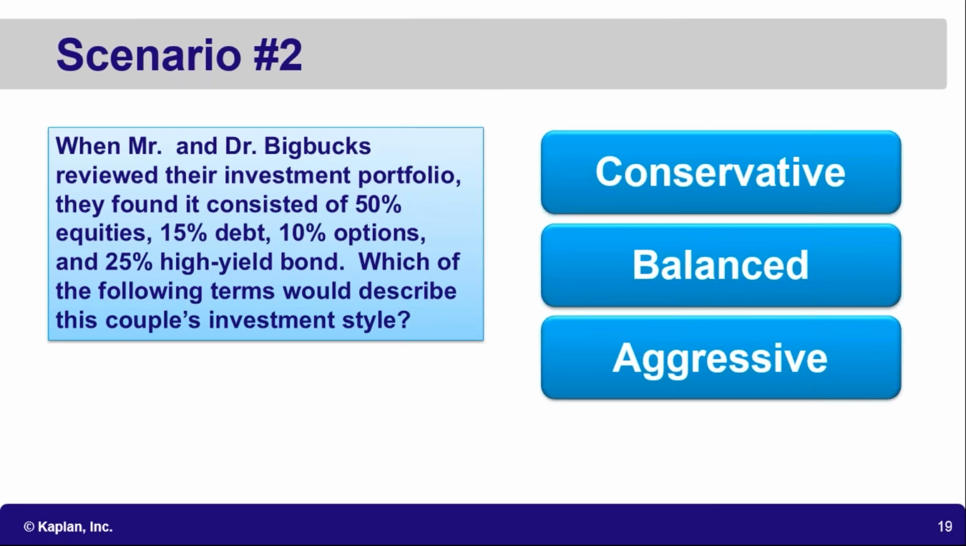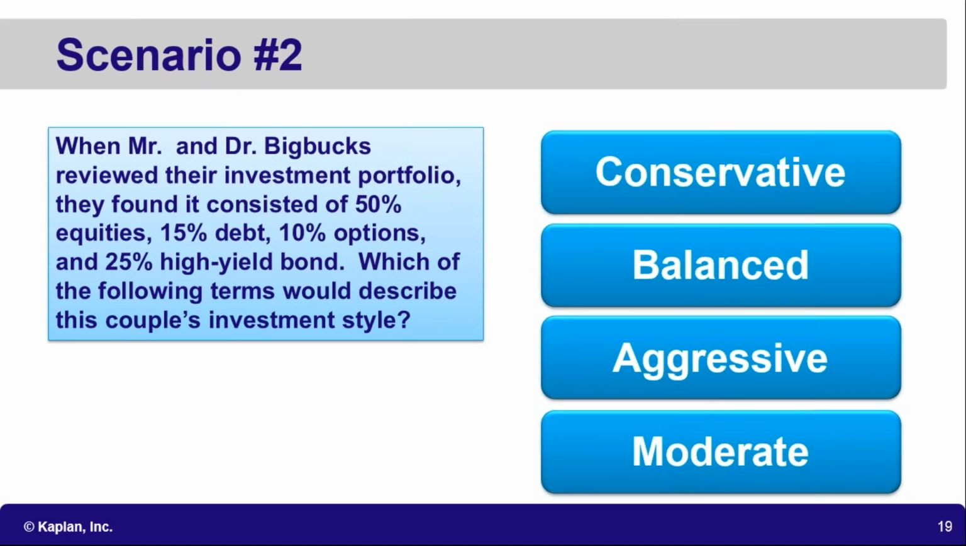They certainly wouldn't be conservative. This is not a conservative investor. They are balanced. They have equities, they have stocks, and they have debt securities, they have bonds, they have options. It might be balanced. That wouldn't be a bad answer. Aggressive is someone who's investing in the stock market can be considered aggressive, and so can high yield bonds. They can definitely be considered aggressive as well. So if you take the 50% in equities and add it to the high yield bonds, that's 75% of their money invested in pretty aggressive things there.